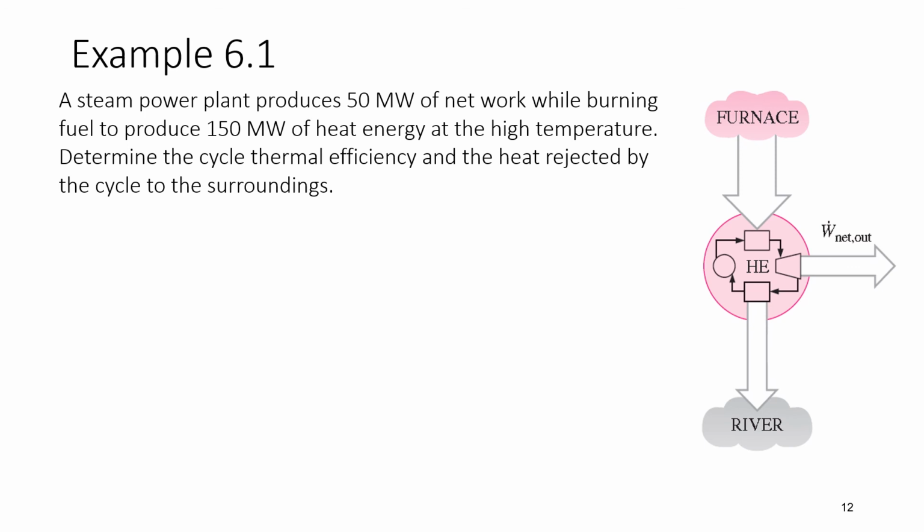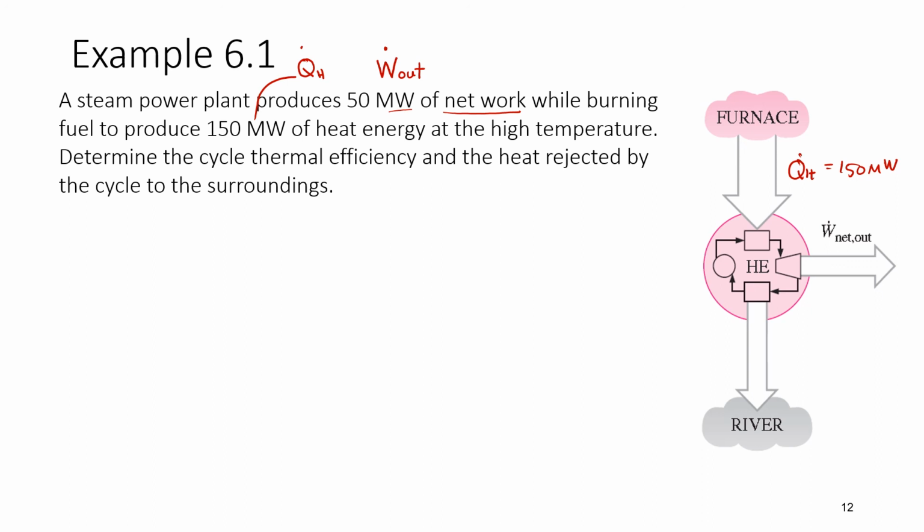A steam power plant produces 50 megawatt of net work. Get used to writing it down. Megawatt, net work. So even though it's called work, the unit is watt, so it has a dot. This is the work output. While burning fuel to produce 150 megawatt of heat energy at the high temperature. So you need to produce 150 megawatt of heat energy in order to produce this work output. So 150 is the QH here. 150 megawatt coming from the furnace.